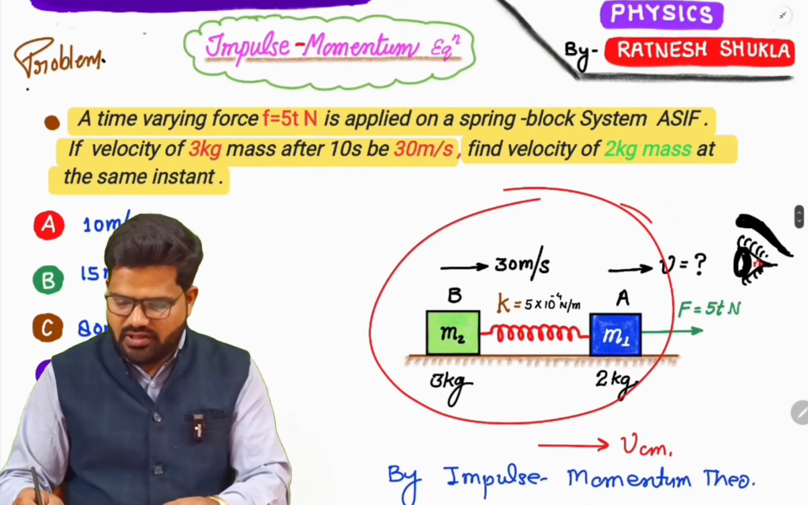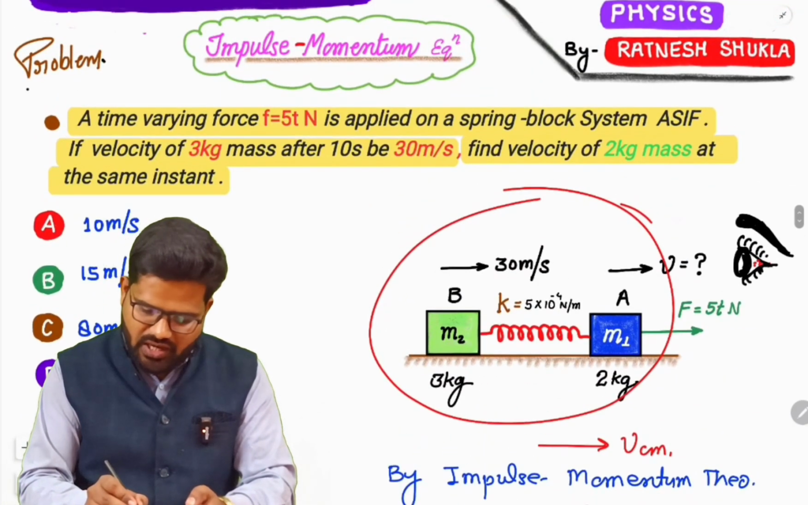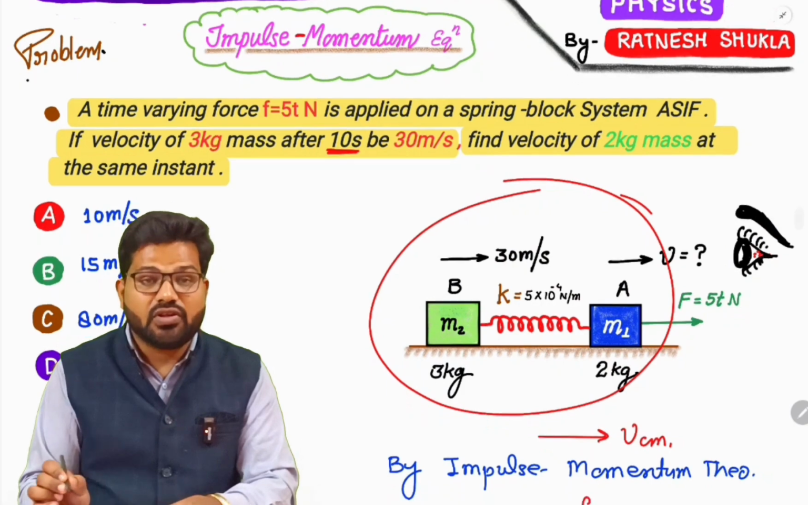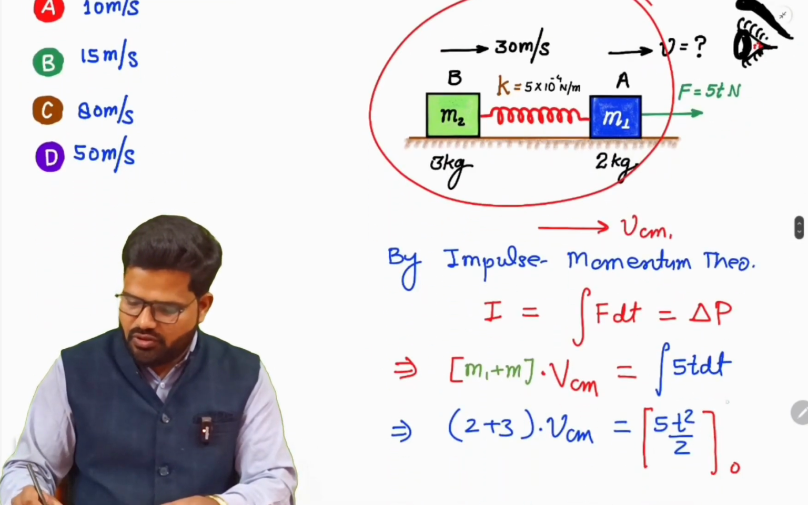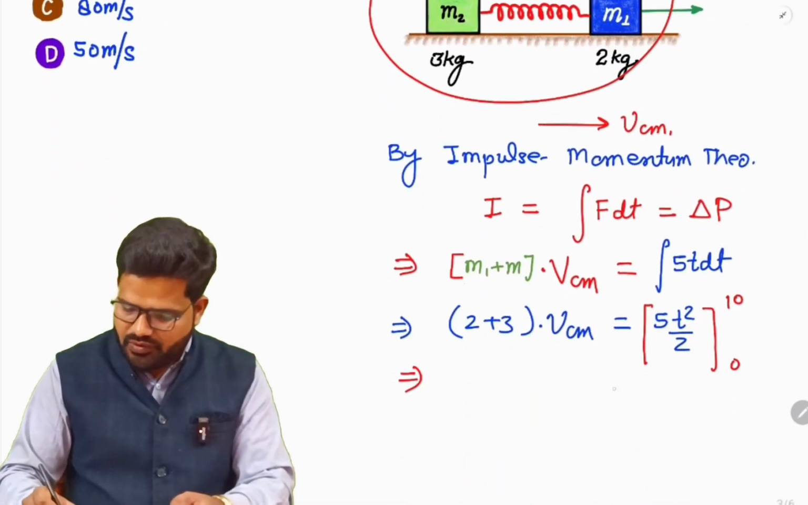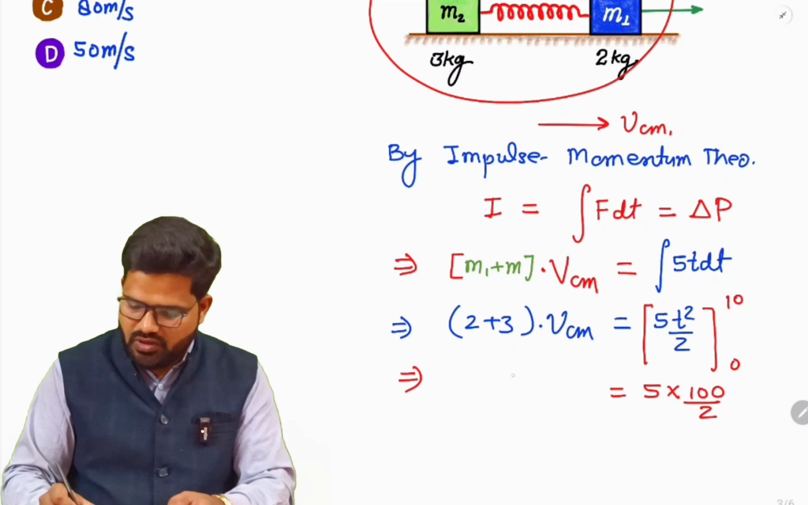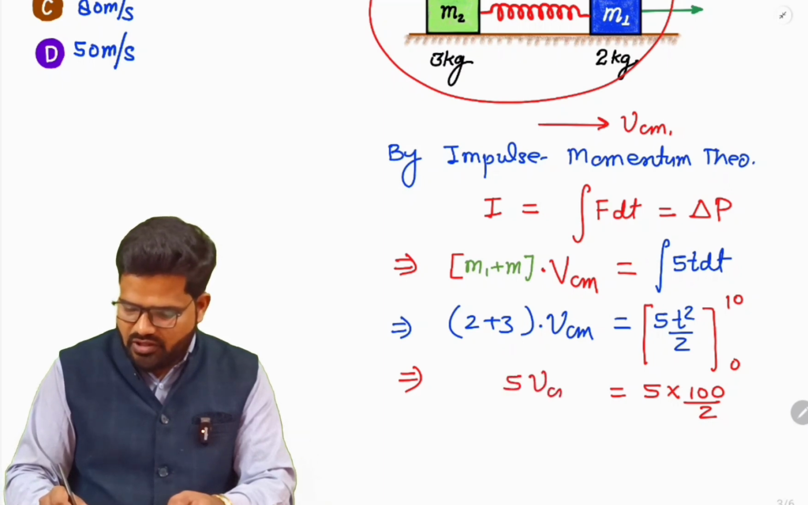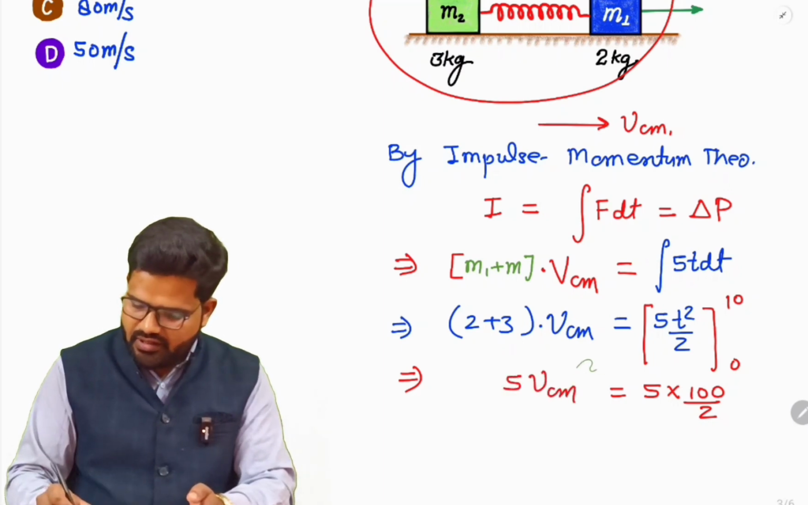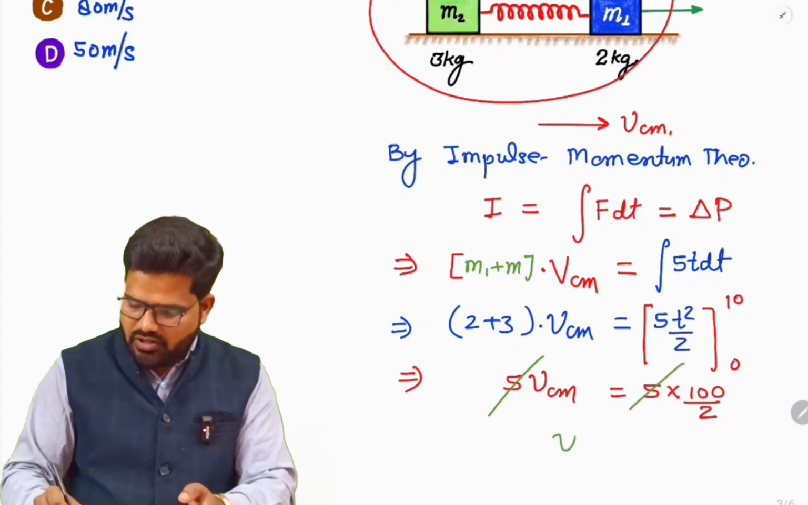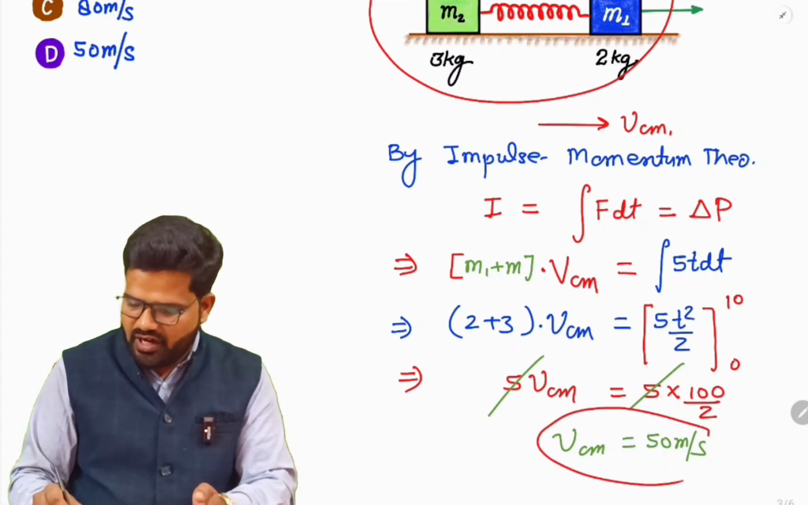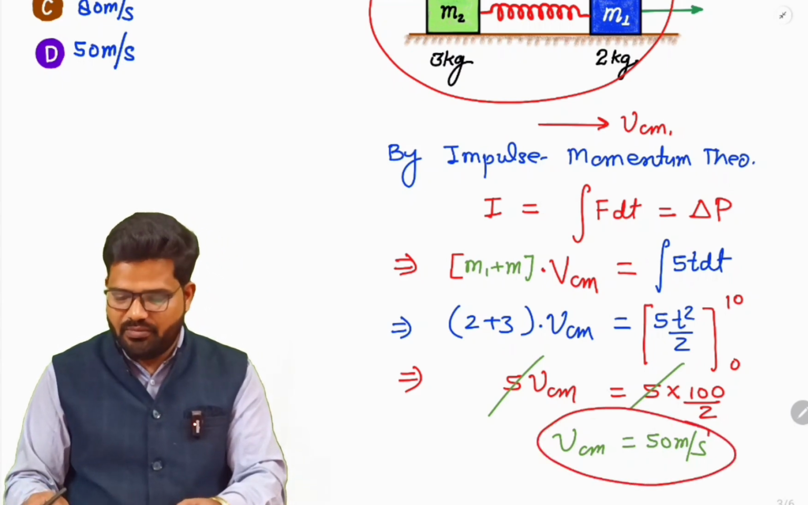Now you apply here the limit. We have to find the velocity at the instant 10 seconds, right? So you apply the limit from 0 to 10. If you solve this one, you will get 5 into 10 square, that is 100, by 2, that comes equal to 5 times the velocity of center of mass. You will get the velocity of center of mass as 50 meter per second. It means the total system is moving at that instant with a velocity of 50 meter per second.